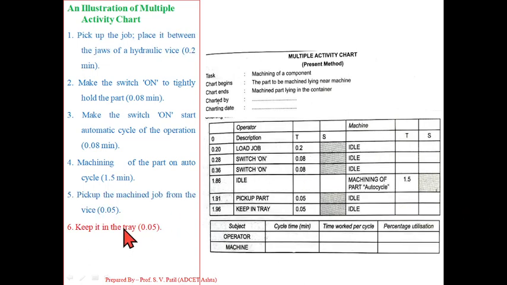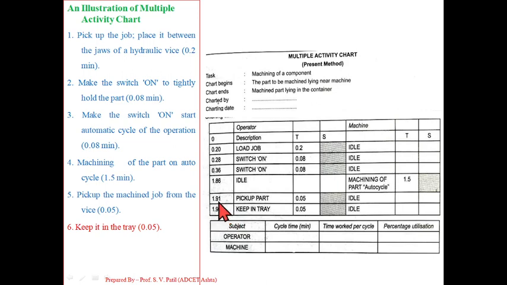The last activity, keep it in the tray, 0.05 minute. That will be performed by the operator. So here, keep in the tray, time required 0.05, draw the hatching lines over here. As far as the machine is concerned, that is idle. The time required for the same is 1.91 plus 0.05, that becomes 1.96, which we are supposed to write in this cell.